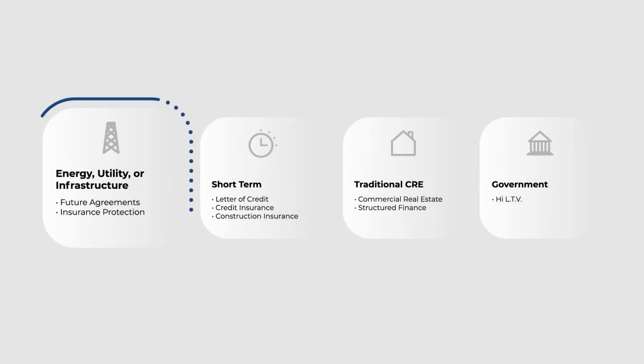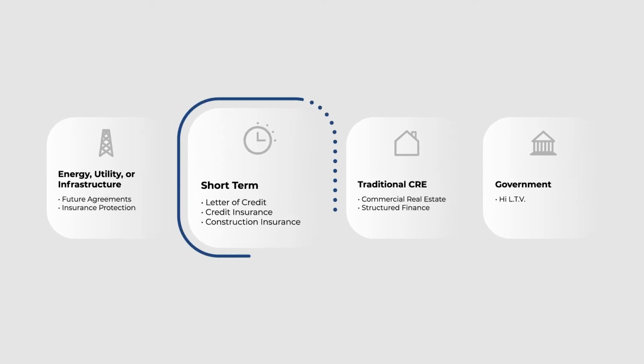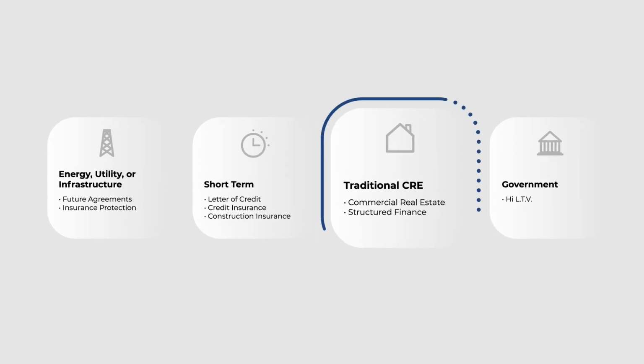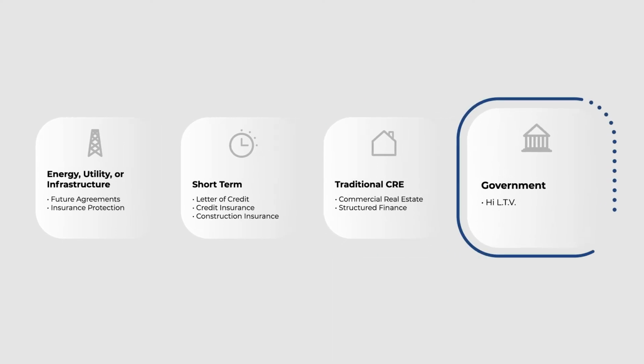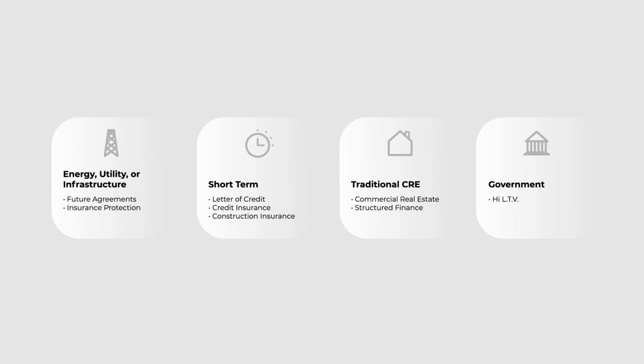Funding requirements are unique to each project, and it's important the projects have the necessary collateral as it allows CIG Capital to mitigate the risk and fund the majority of the capital stack. Here are some examples of general collateral requirements based on project types. Energy, utility, or infrastructure projects would require future agreements, insurance protection. Short-term projects, letter of credit, credit insurance, construction insurance. Traditional CRE projects, commercial real estate, structured finance. Government projects, high LTV.